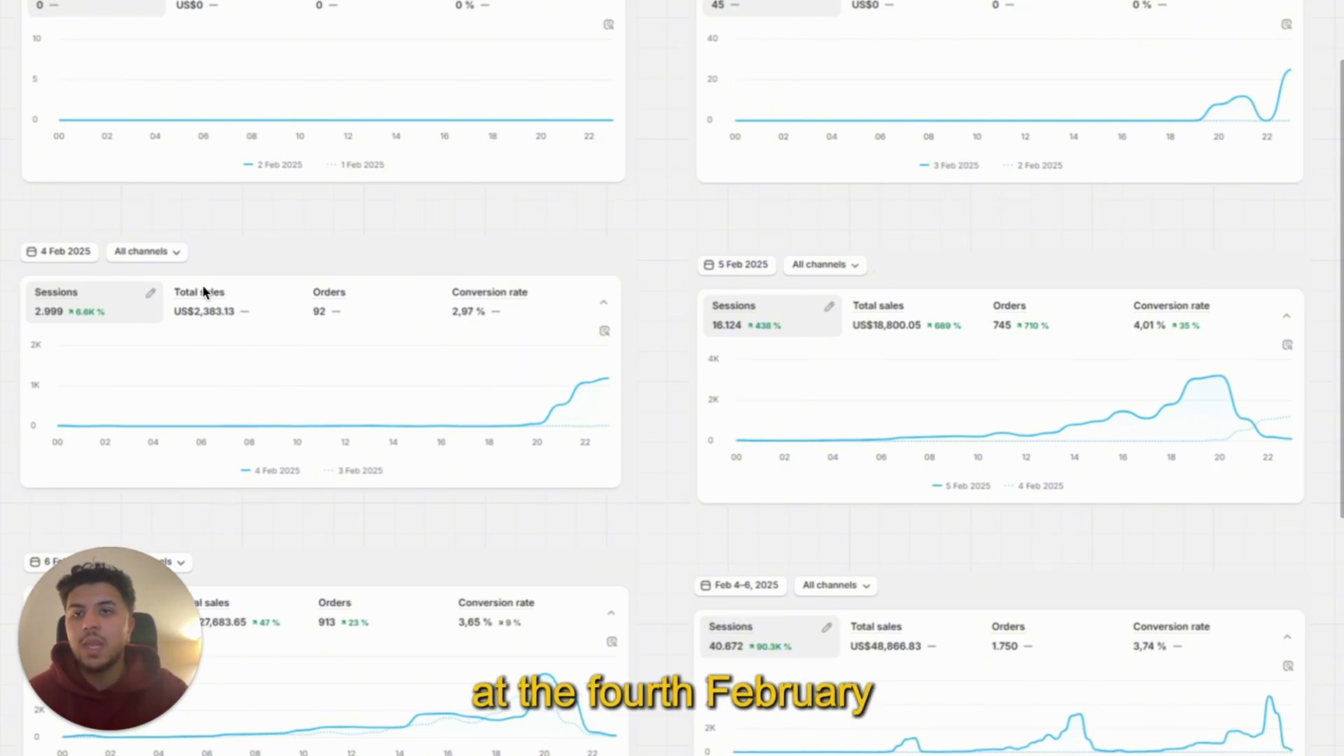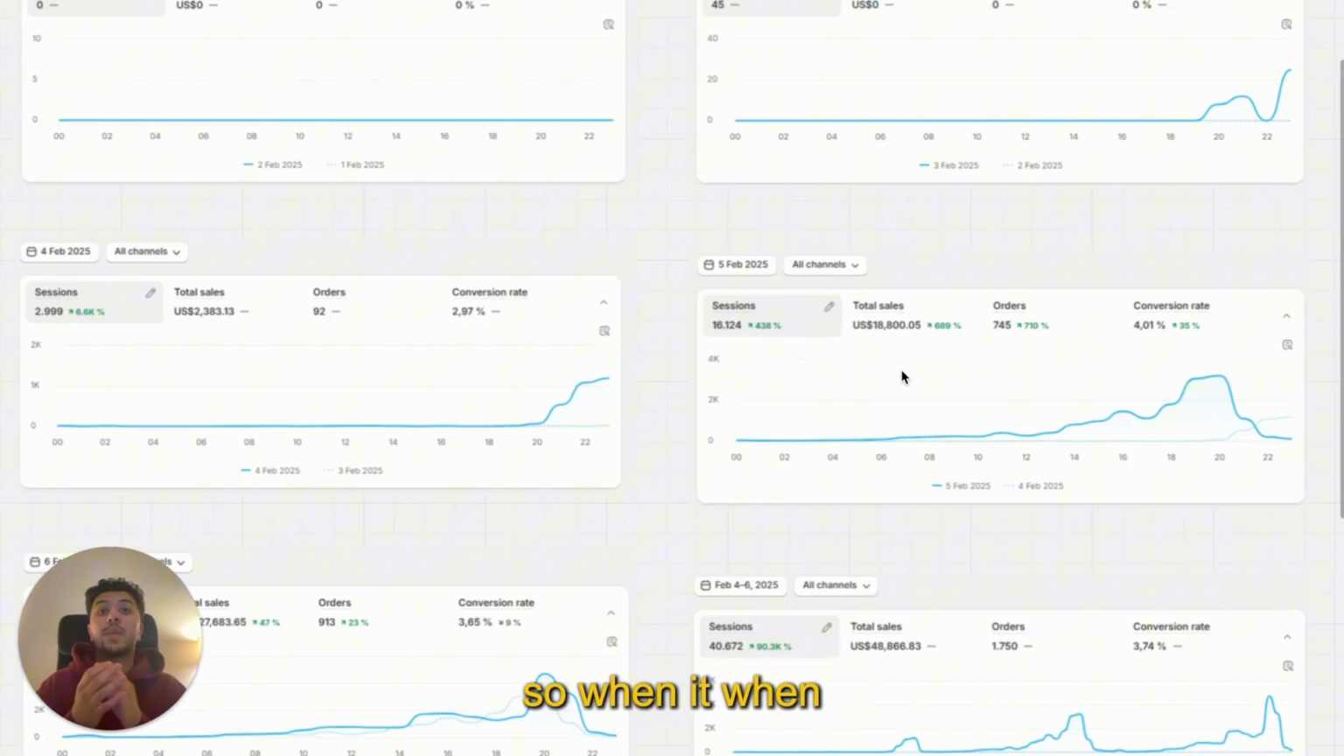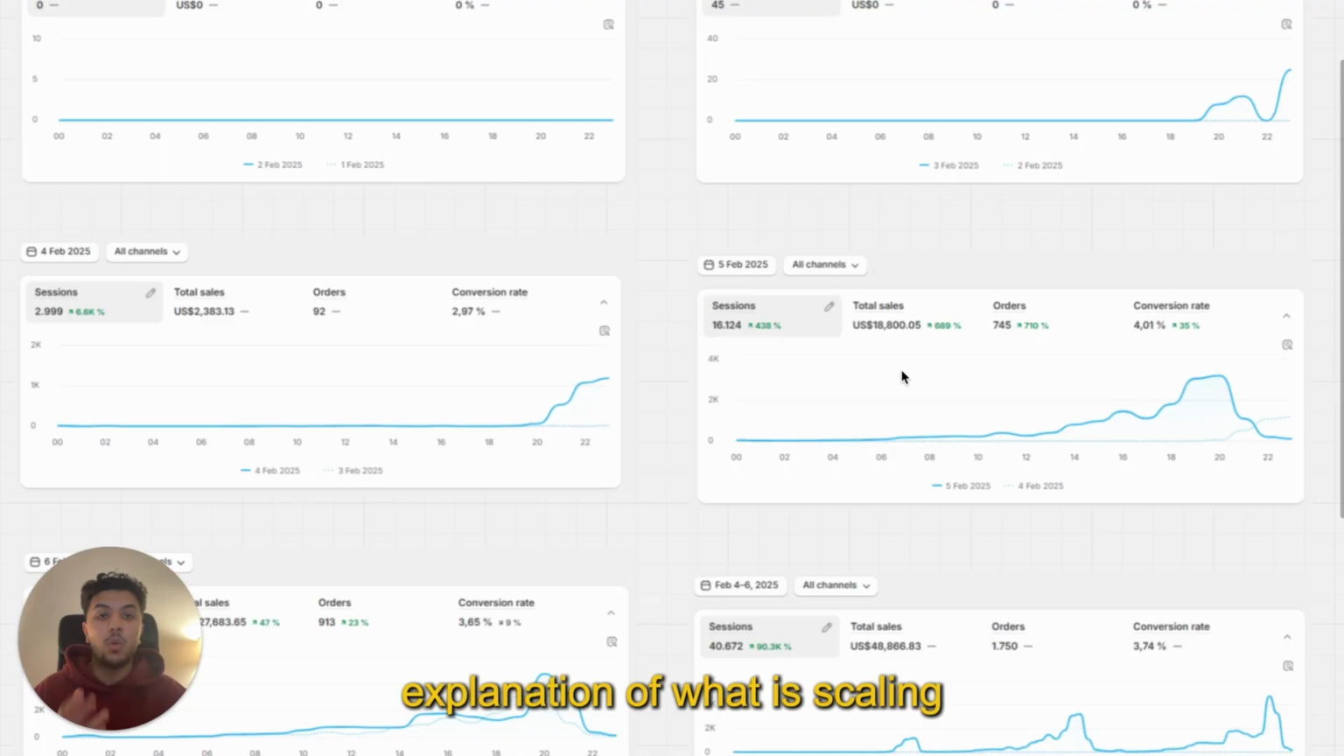As you can see, on the 4th February we had around $2,000 revenue, and 1 day later we had $18,000. Now you might notice, how is it possible that we increased by $16,000? The reason why it's possible is basically the scaling. When it comes to scaling, my friends, you need to think about it in this way. What does scaling really mean? If we simplify the whole process of scaling, it only means that we increase our budget for the ad spend, and by spending more, we are making more. This is the whole explanation of what scaling is.